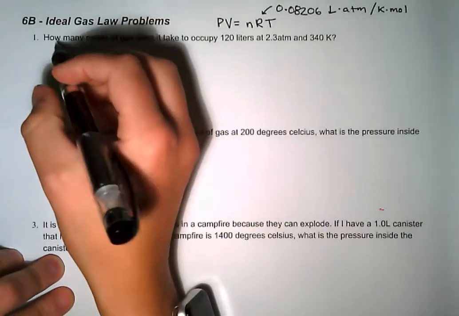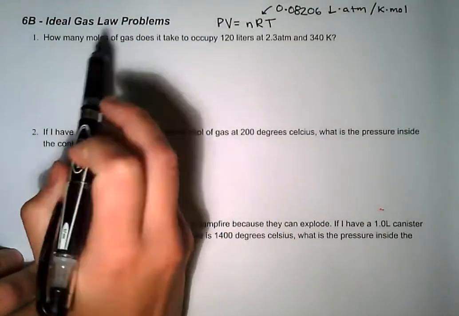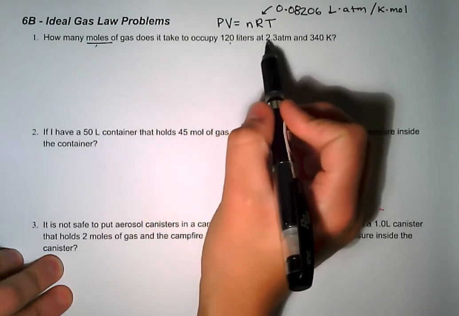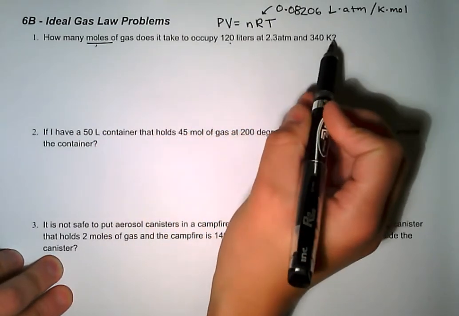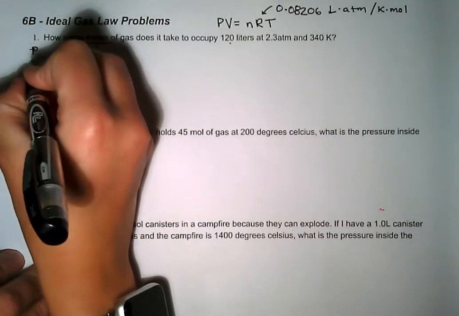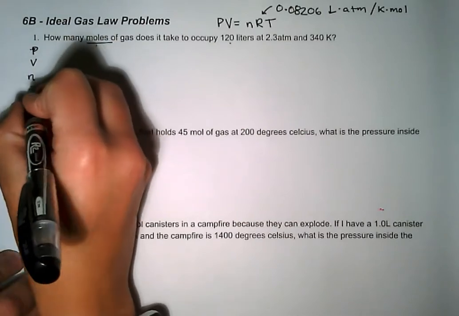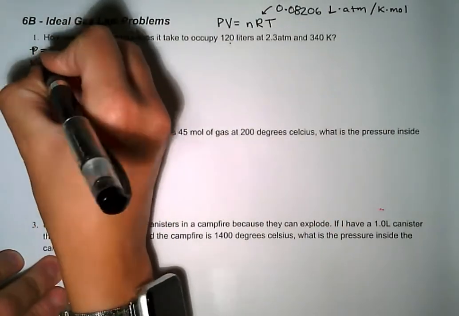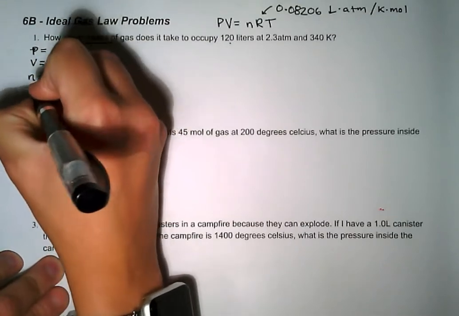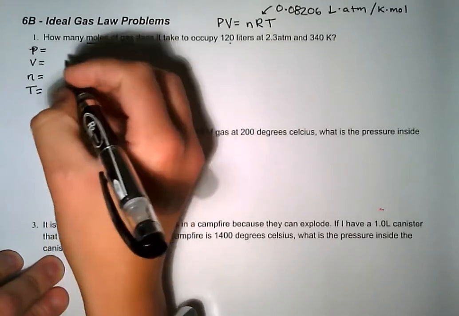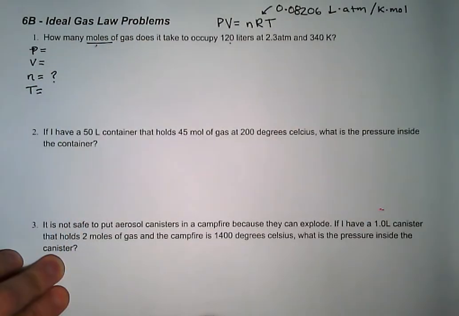Let's start with number one. It says, how many moles of gas does it take to occupy 120 liters at 2.3 ATMs and 340 Kelvin? I always like to write out all my variables, so I write P, V, N, and T. I don't put R because R is going to be the same every time, but if you want to write out R each time, you can if that helps you. So how many moles? I know I'm going to be looking for moles, so I'm going to put a question mark there.